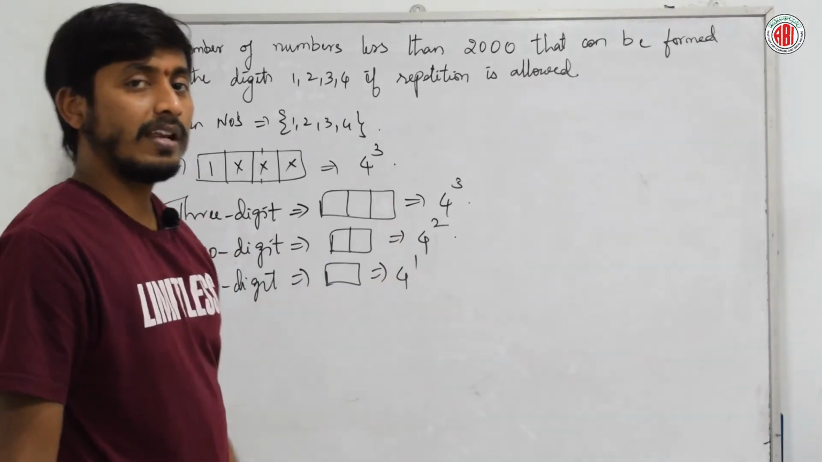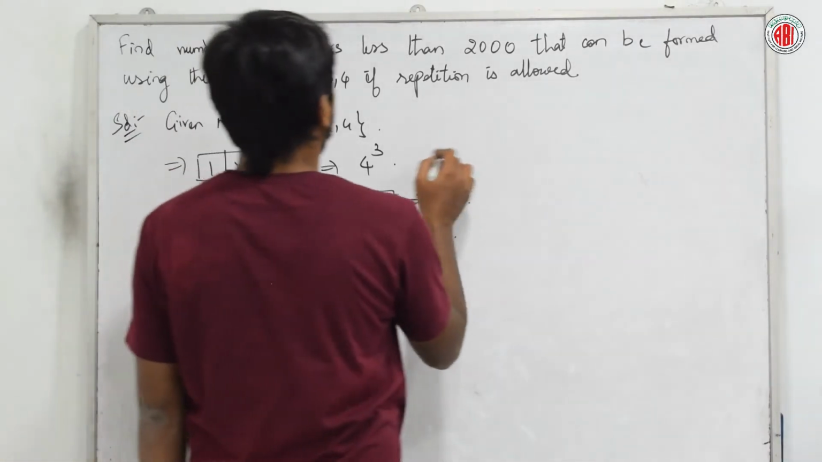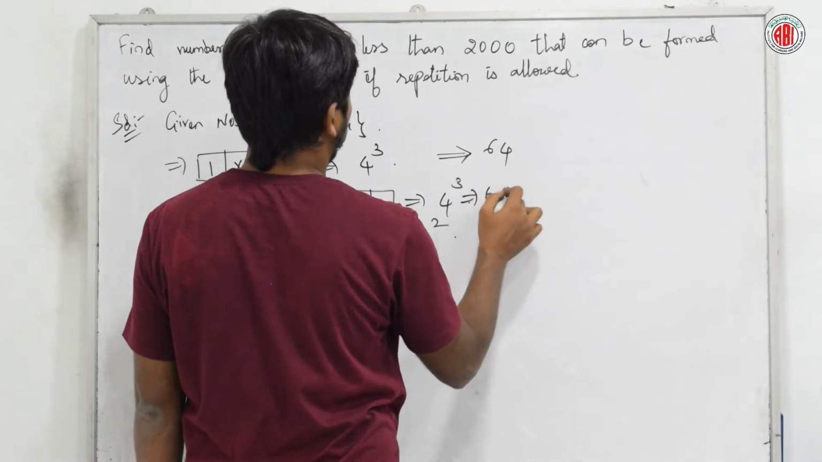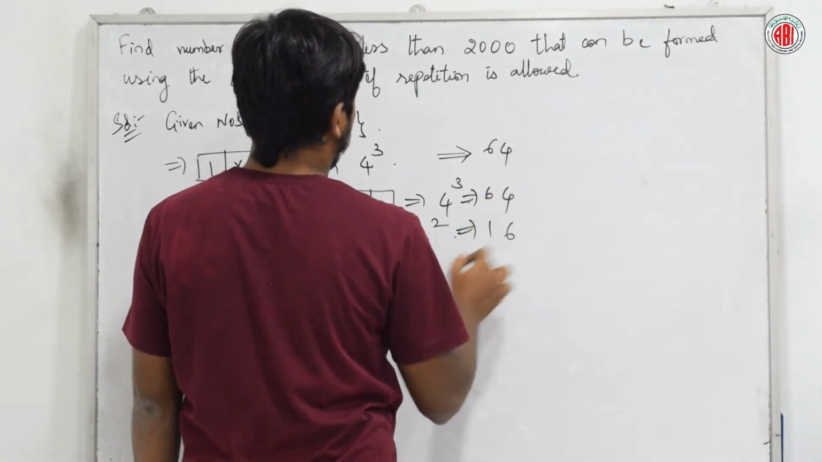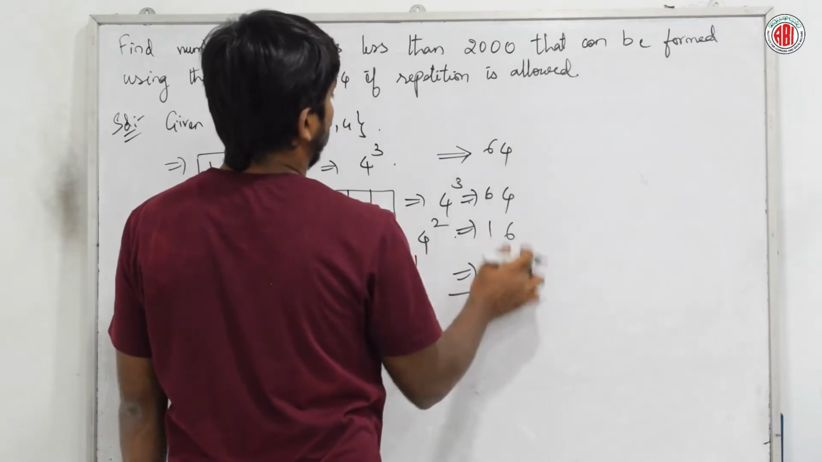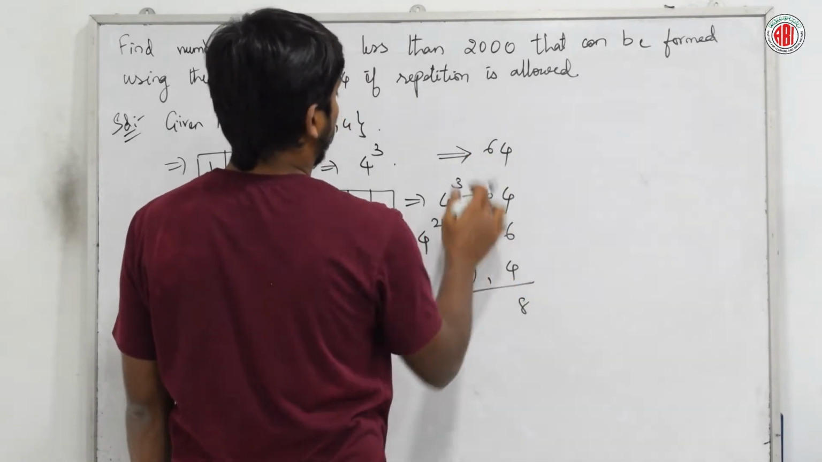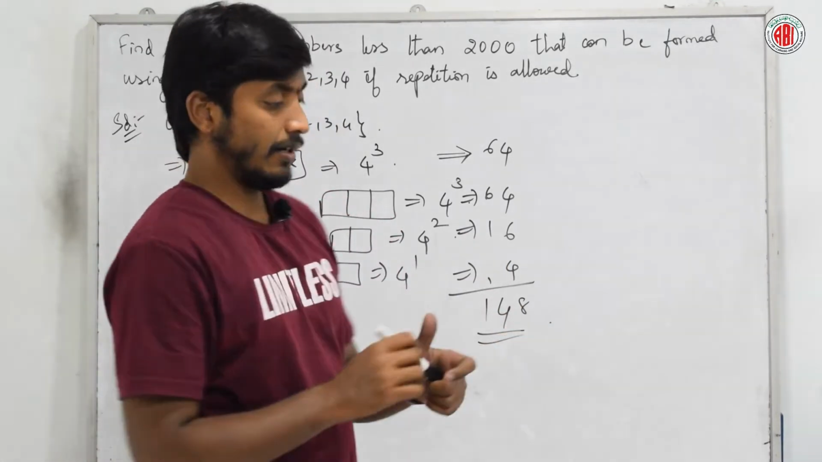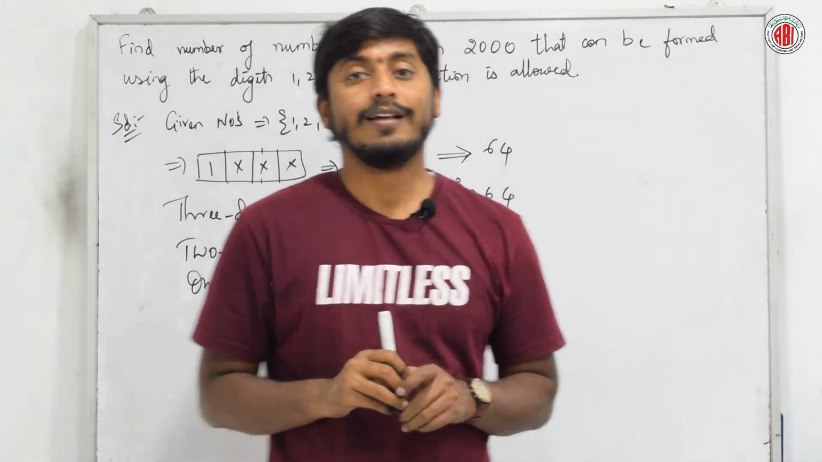Let us add all those arrangements now. 4 cube, 4 4s are 16, 16 4s are 64. This is 16 and this is 4. How much is it? 64 plus 16 plus 4, that is 84... 148 is my answer. That's it. Is it easy or not?